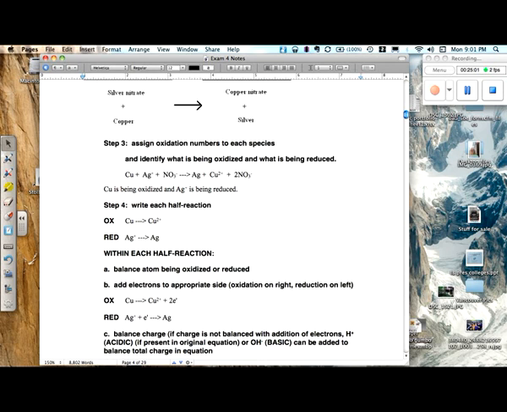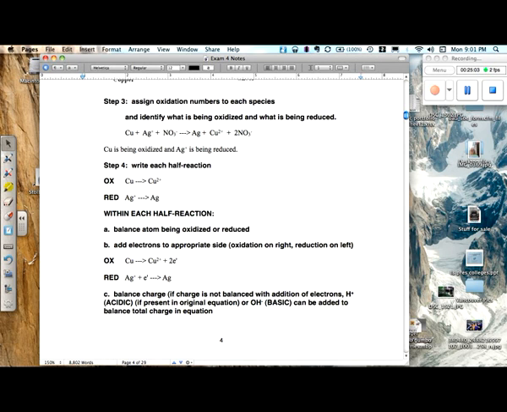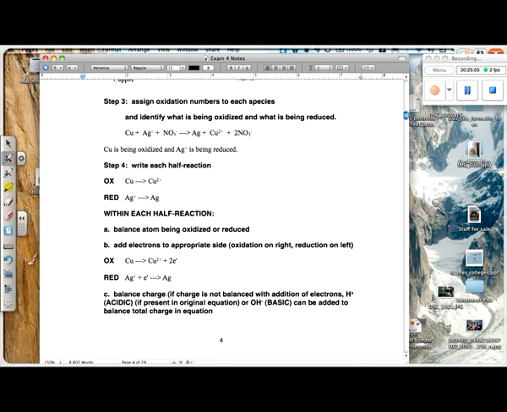Now, after you've simplified the reaction so that you can assign your oxidation numbers more easily, that's our next step, and it is the most important step. The element copper is 0. Silver ion is +1. Nitrate is on this side exactly the same as it is on this side.